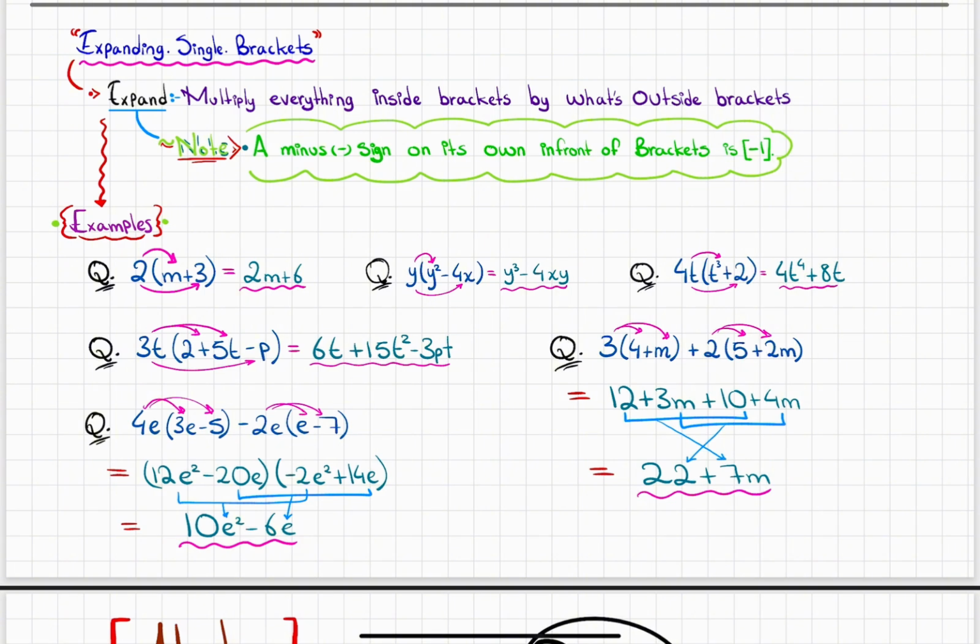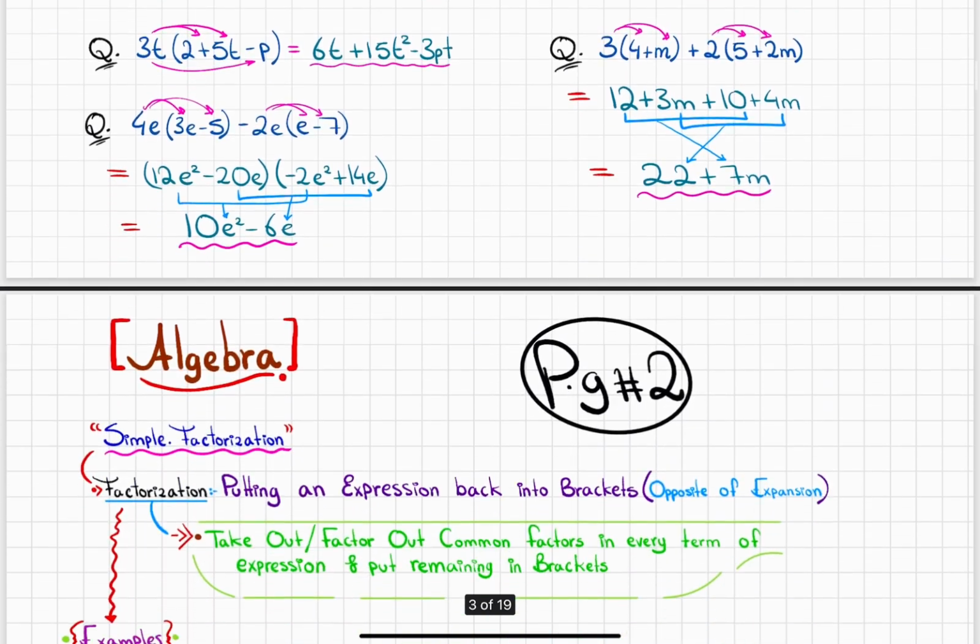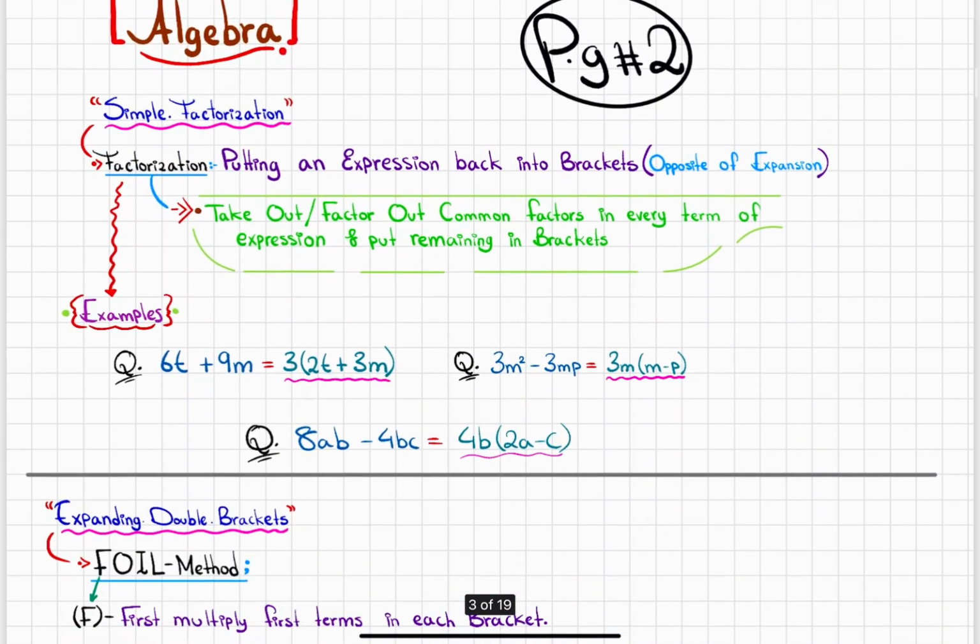4e brackets 3e minus 5 minus 2e brackets e minus 7. So first work with the first half of the expression. 4e times 3e is 12e squared. 4e times minus 5 is minus 20e. Work with the other side. Negative 2 times e is negative 2e squared. Negative 2 times negative 7 is plus 14e. Now combine like terms: 10e squared minus 6e. You can solve the rest by yourself, as I think you've gotten the idea.